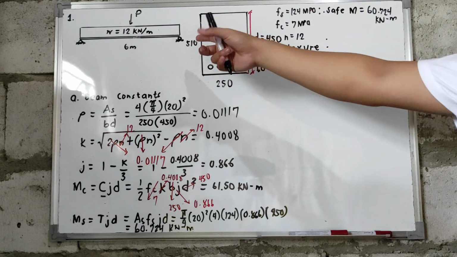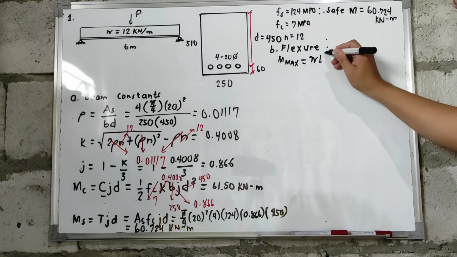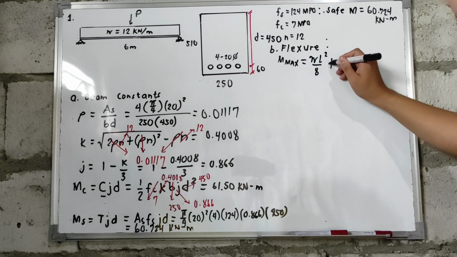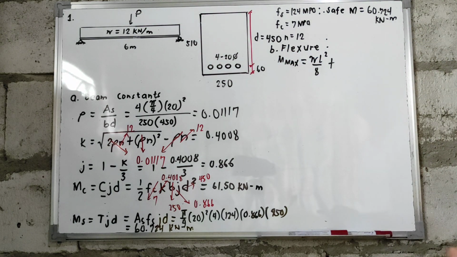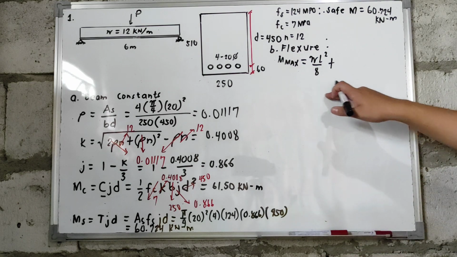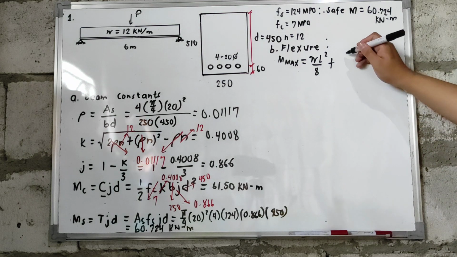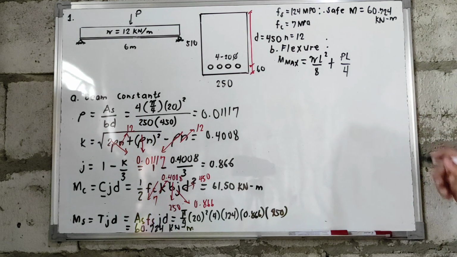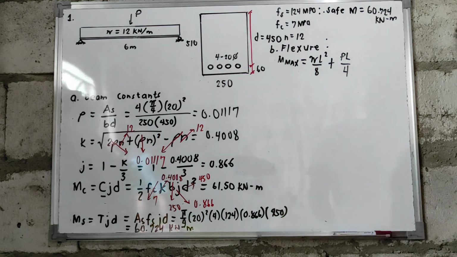So ano yung maximum moment natin sa uniformly distributed load? So that is WL squared over 8 plus, kapag naman acting at midspan, yung load natin by superposition method, idadagdag lang natin yung concentrated load natin acting at midspan, that is PL over 4. So yung W natin dito ha, yung weight ng beam natin, it is already included. So substitute lang natin yung mga values natin.